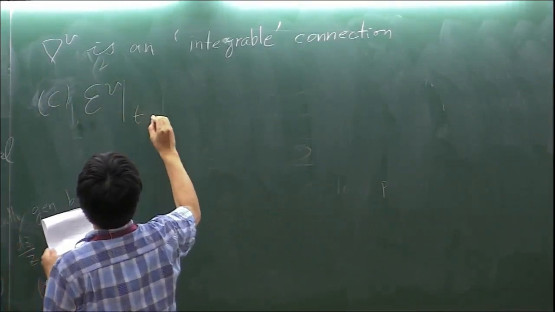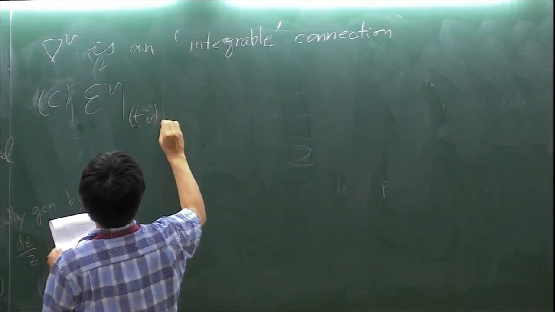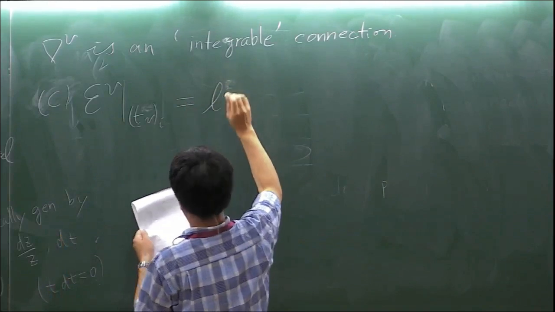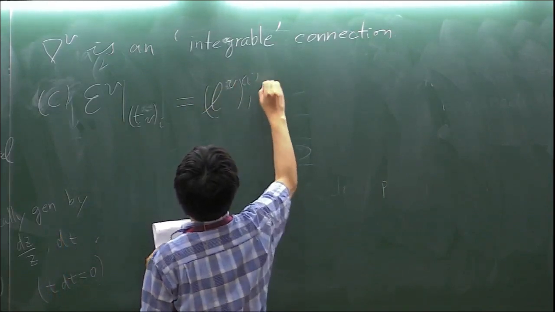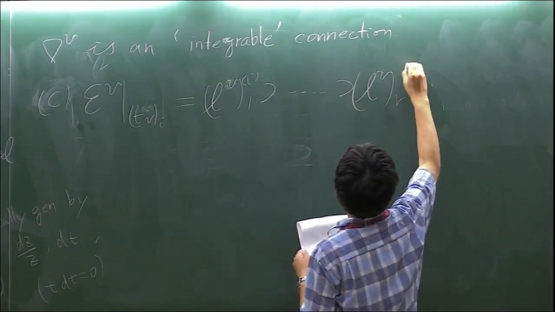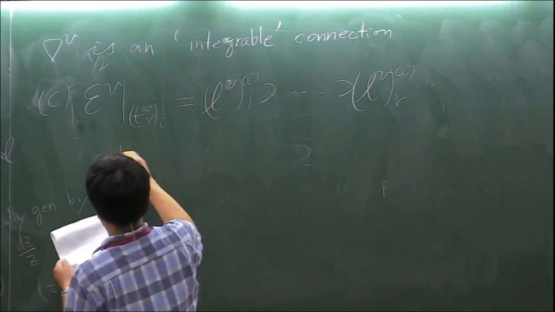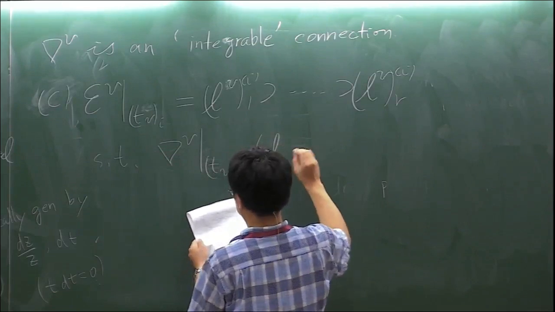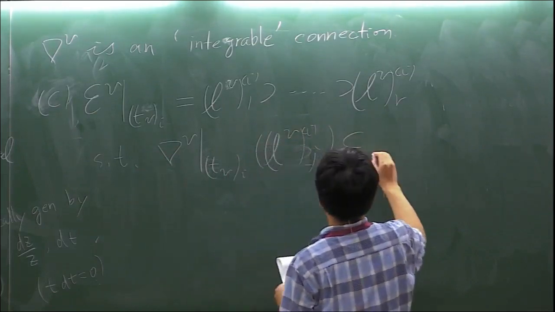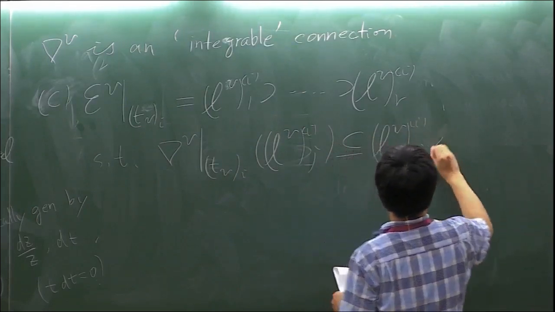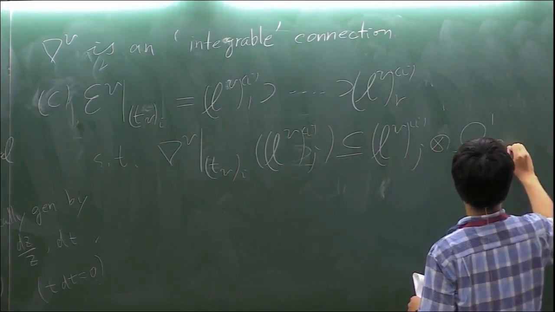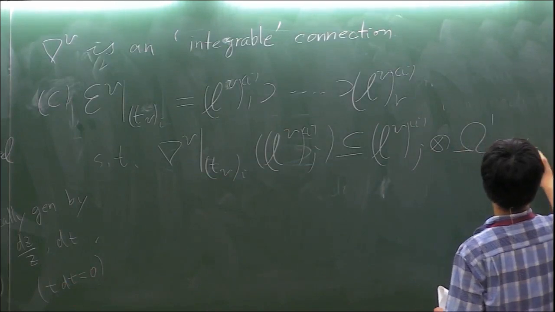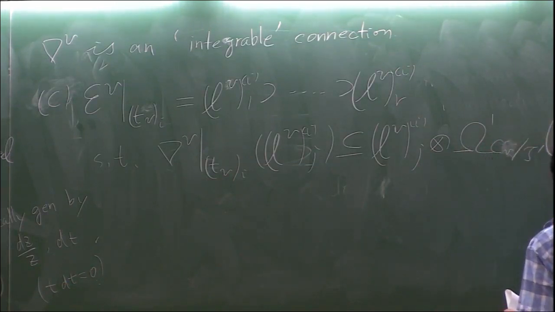LV is a filtration, such that it is preserved by the connection, with values in omega 1 CV over T prime log dTV.